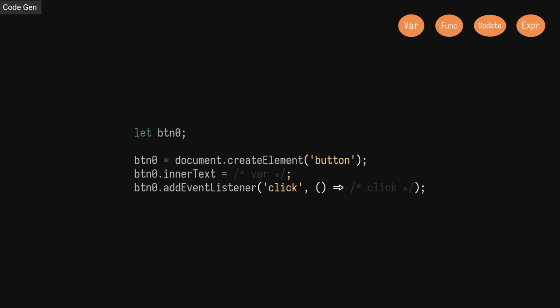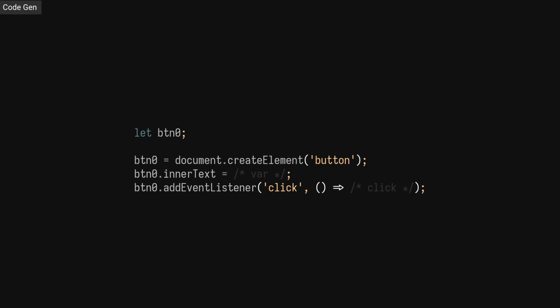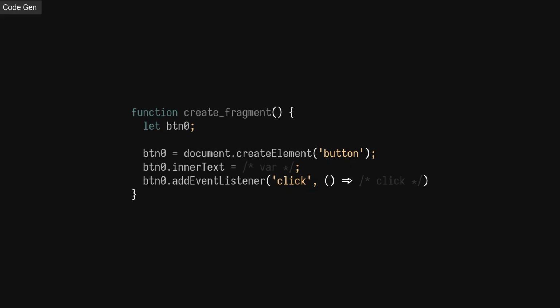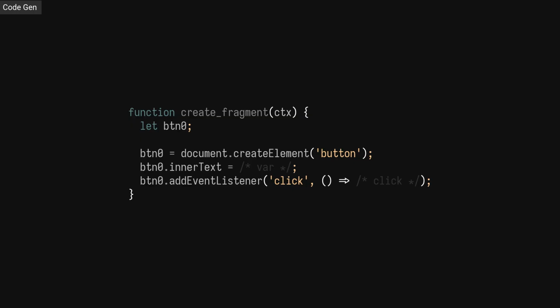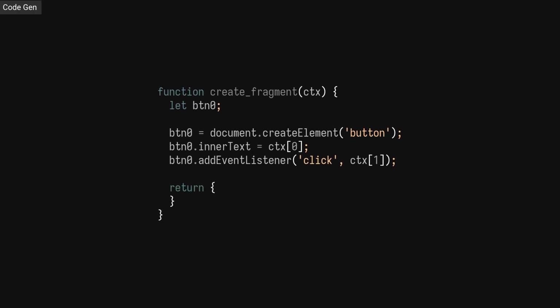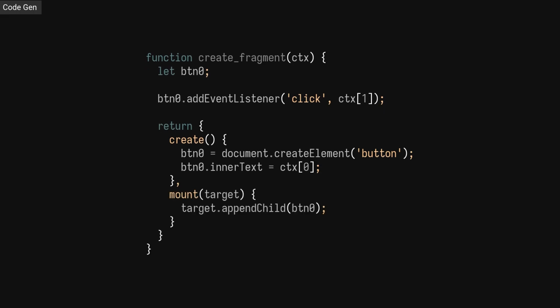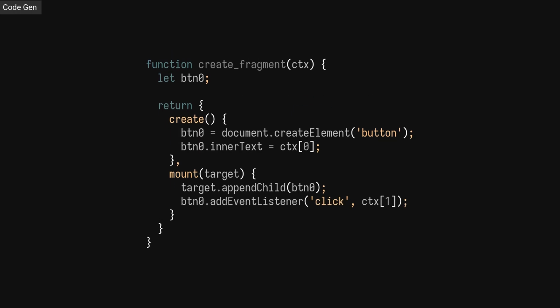But what about the variable expression nodes, where it depends on variables from our script? All this logic will actually be wrapped inside a createFragment function. This function will accept a context argument, and this context is an array that contains all of our variables and functions we defined in our script. This function is also responsible for managing the DOM lifecycle. It provides a create function, where our elements will be created, mount, where our element is going to be inserted in the DOM, and things like event listeners get added.